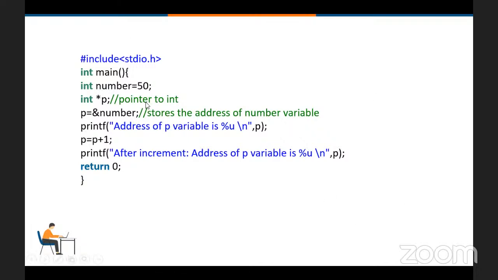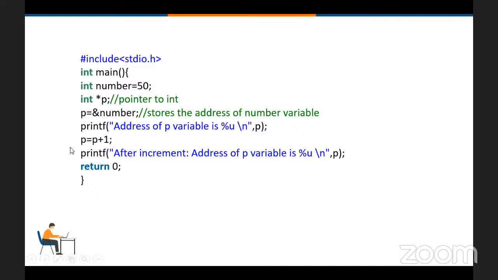Now what do you understand about this program? I have created two variables. One is number, having the value 50, and another variable is the pointer type variable which points to an integer. Then p consists of the address of the variable number, right? Up to this we already executed. Address of p is %u, p. Simply if you print p, you will get the address of the number. Now you are increasing the pointer, you are increasing the address, not the value 50.